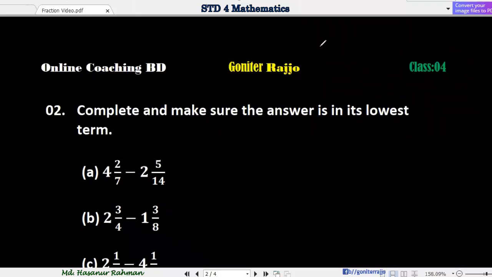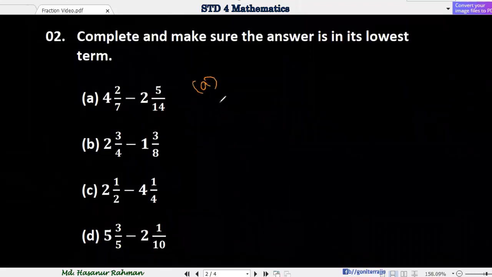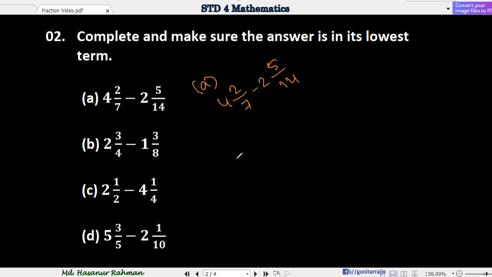Now number 2. Number 2 says complete and make sure the answer is in its lowest term. So that is a subtraction problem. So first one is 4 whole 2 by 7 minus 2 whole 5 by 14. So at first we have to convert this one into improper fraction. So 7 fours are 28 plus 2, that is 30, minus 14 multiplied by 2, that is 28, plus 5, that is 33.